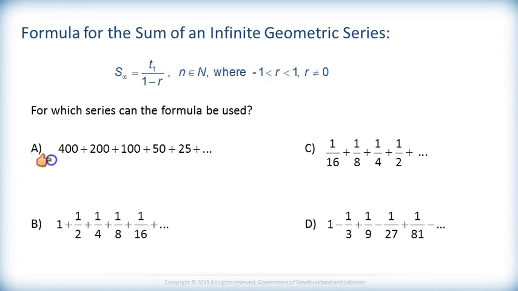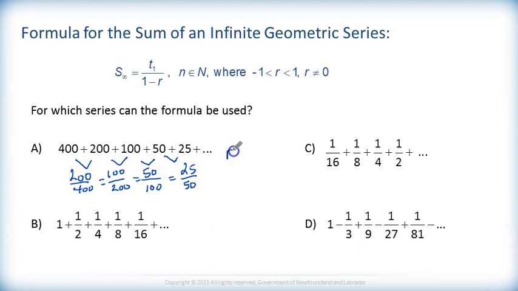So if we look at this first one, the common ratio, they're all equal to 1/2. So we have r equals 1/2, and it meets the condition that -1 is less than 1/2, less than 1. It meets that condition and is not equal to 0. Therefore, we can use the formula.